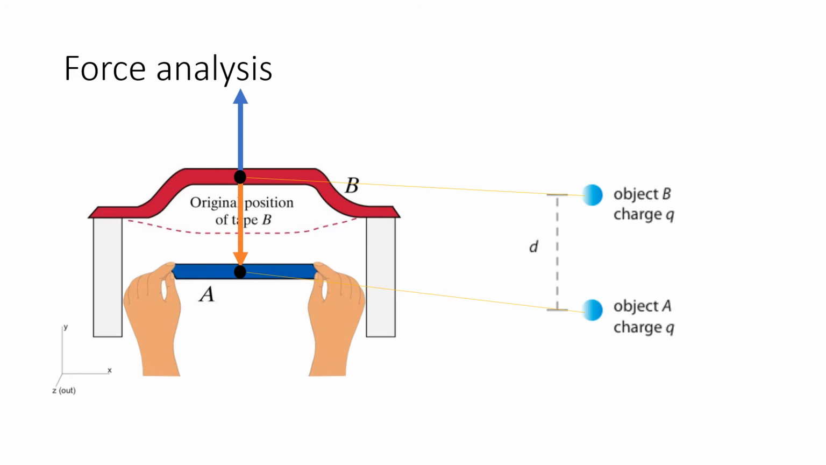So the two black dots represent the two electrons on tape A and tape B, and the orange arrow represents the gravitational force, and the blue arrow represents the electric force, and these two forces are equal, so making tape B float in equilibrium.